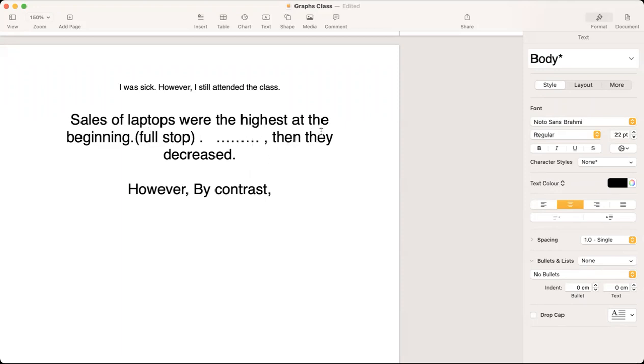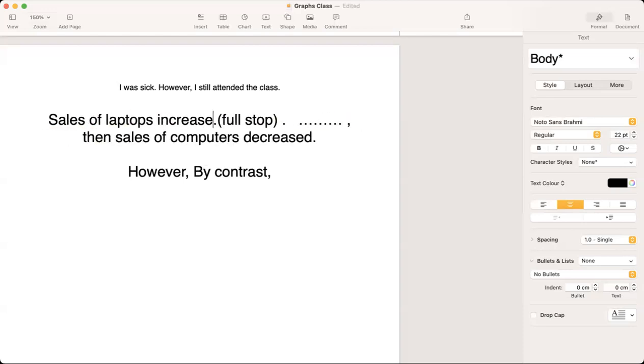Now let's imagine instead of they, we had something else. For example, sales of computers. And here it was increased. Laptops increased and we had sales of computers decreased. Here what should you have used? By contrast. Okay, good. By contrast, because the subjects are different. Is it clear? Is it clear, everyone, the difference?